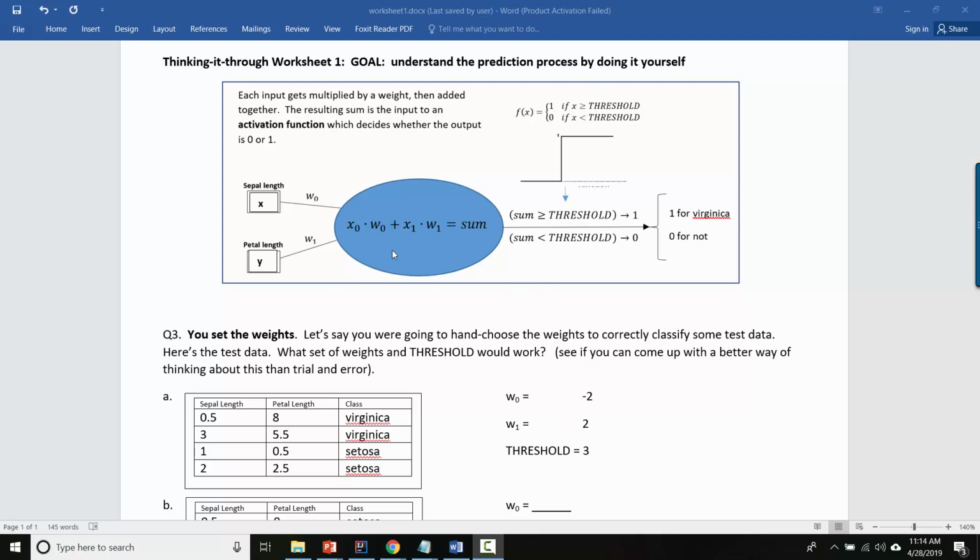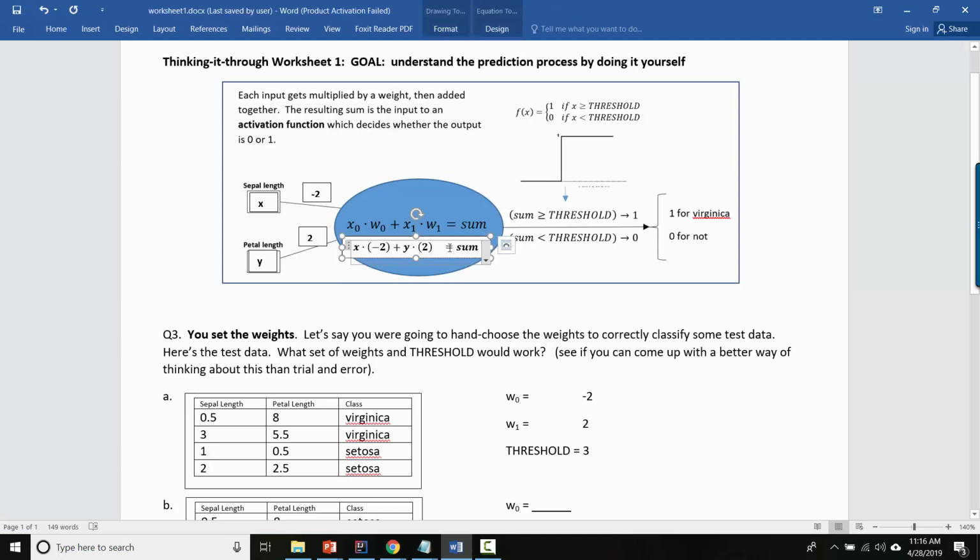So let's actually plug those weight values into the picture here as a way of helping us think about what this algebra is really saying graphically. So here's where we are so far. This general expression has turned into x times the weight -2 plus y times the weight 2 equals the sum. Then what we do is we ask, is the sum bigger than the threshold? So what we're really asking is, is this sum larger than or equal to 3?